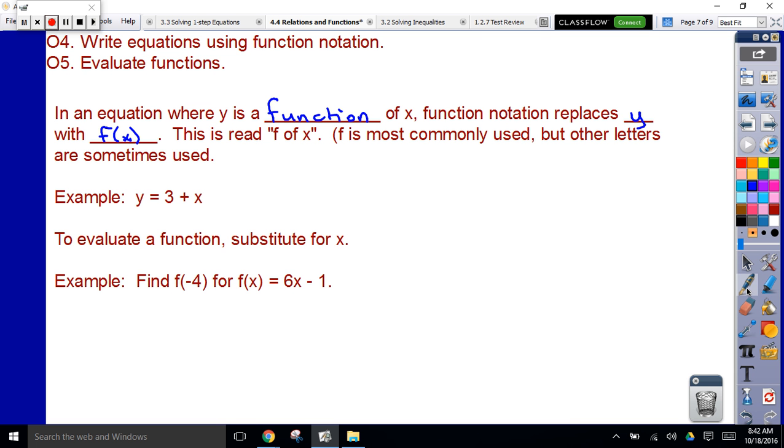So if we have the equation y equals 3 plus x, this is a linear equation. It's going to result in a straight line. It's not going to be a vertical line, so it's definitely a function. To write this using function notation, we just say f of x equals 3 plus x. It means the same thing. It's just specifically telling us that this is a function.